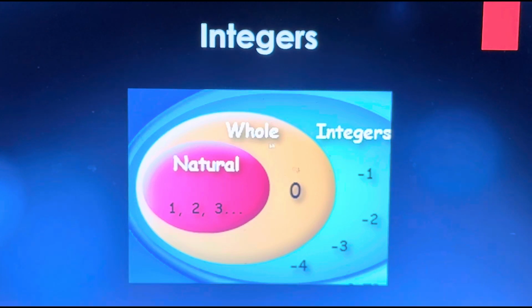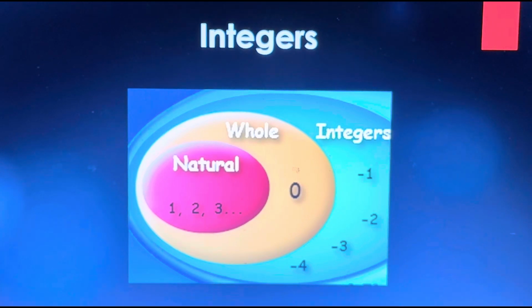Then comes the next number series, that is whole numbers. So whole numbers, they include zero. They start from zero. So 0, 1, 2, 3, 4 again till infinity. Right? You can see that all natural numbers are included in the whole numbers. That's why this type of diagram is used to explain.